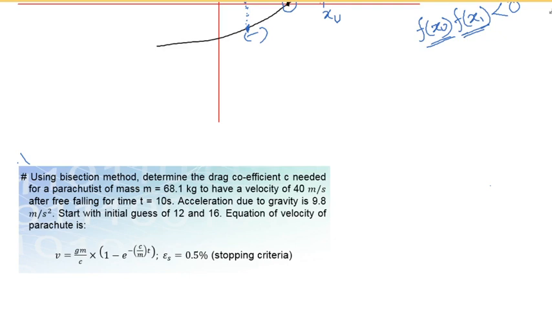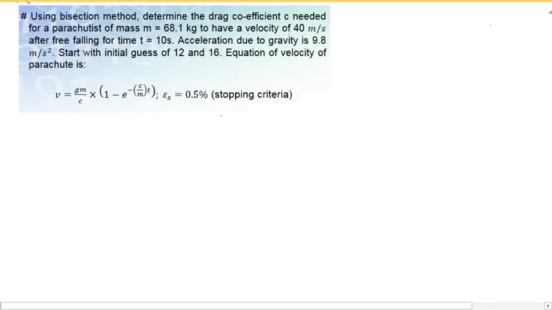This is the problem. Now we'll have to solve this using the bisection method. To start this problem, I need to reform this particular equation like gm by c, 1 minus e to the power minus c by m t, minus v equals to 0. So that is our perfect equation type.